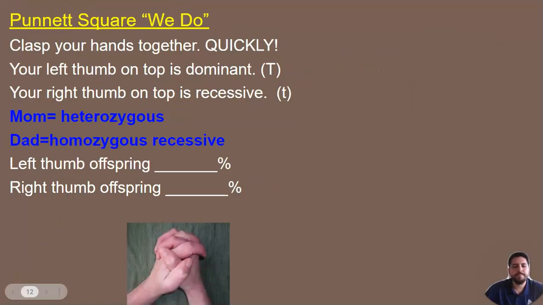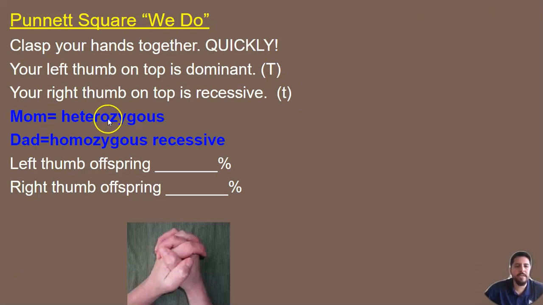Let's try another one. So, clasp your hands together quickly. Your left thumb on top is dominant and your right thumb on top is recessive. So if you did this without thinking, the thumb that you have on top is actually encoded genetically in you. So some people will put their left thumb on top, some people will put their right thumb on top, and again, whichever one you do is encoded genetically, meaning it passed down from one of your parents.